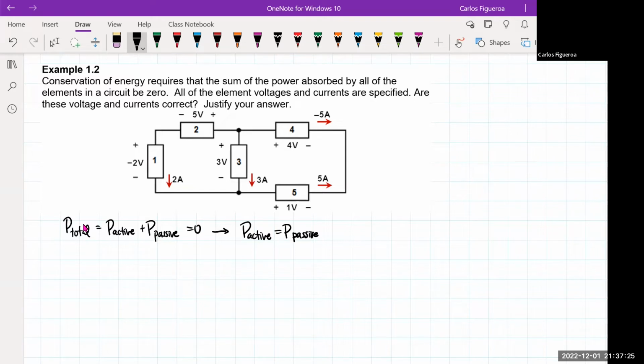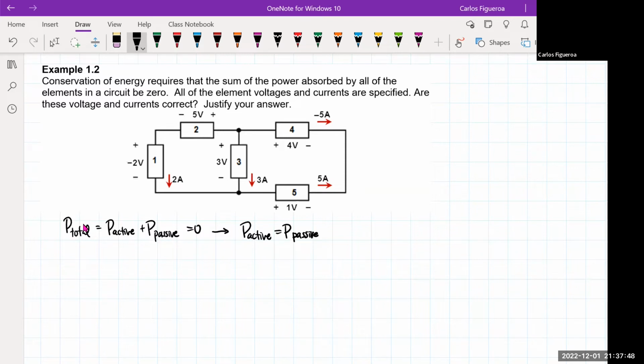So for all of the elements, the voltages and currents have all been specified. So we want to find out if conservation of power allows the circuit to occur. So here we go. We've already defined what is passive and active.